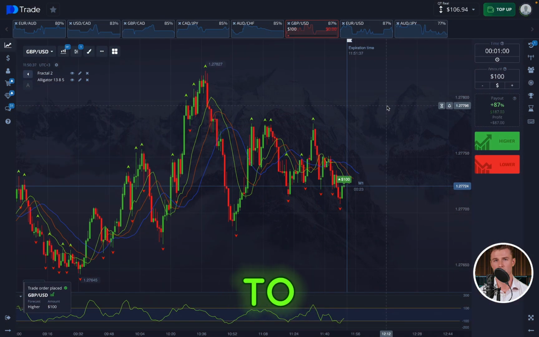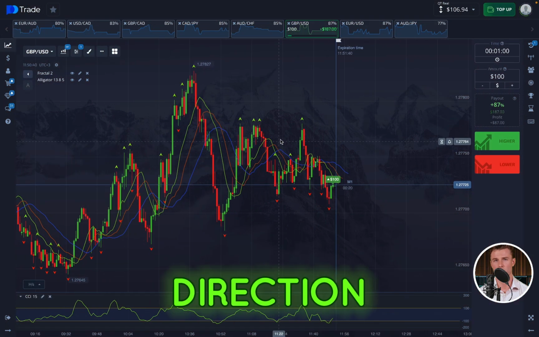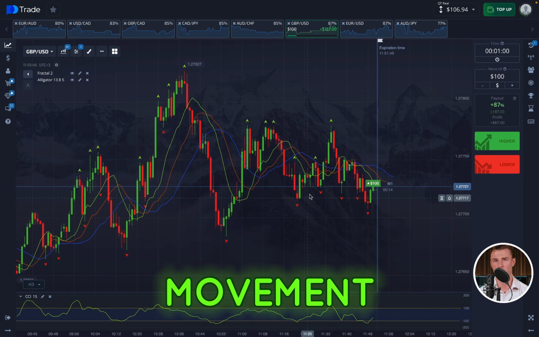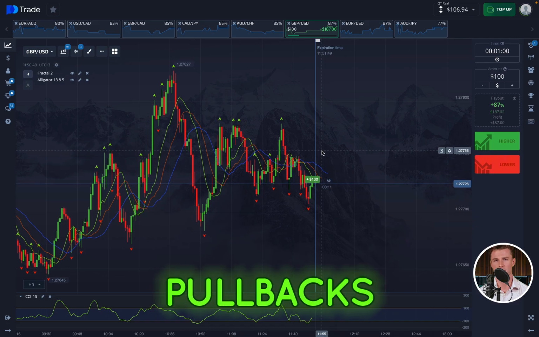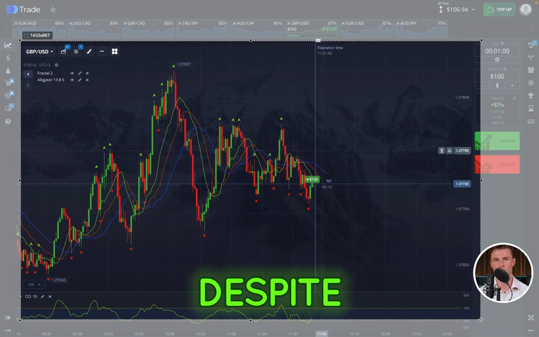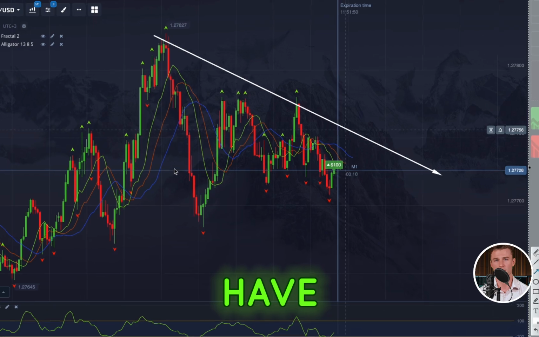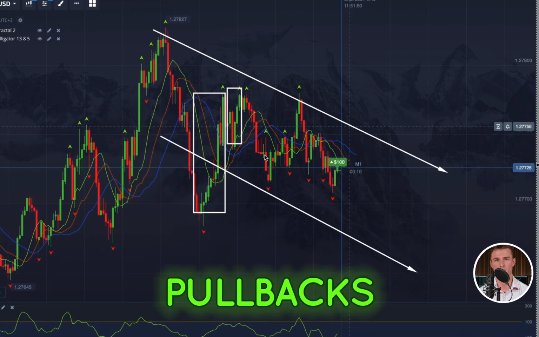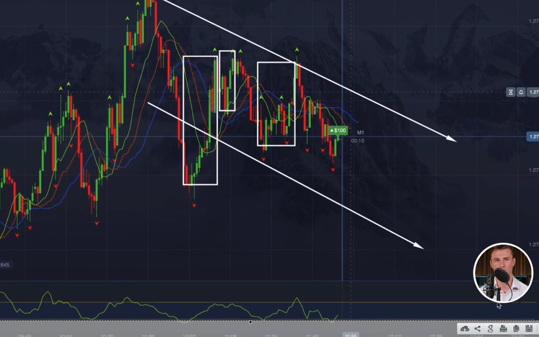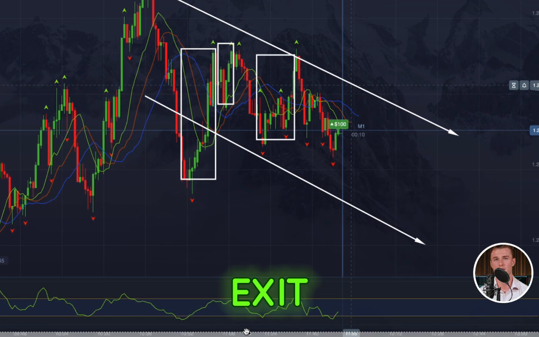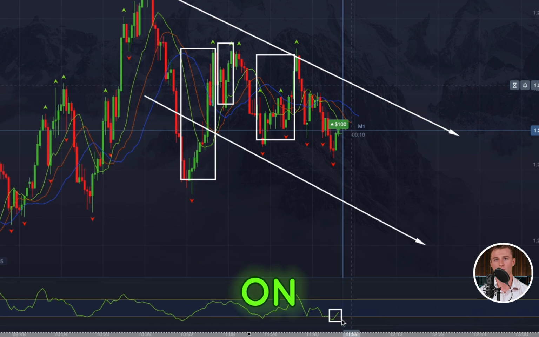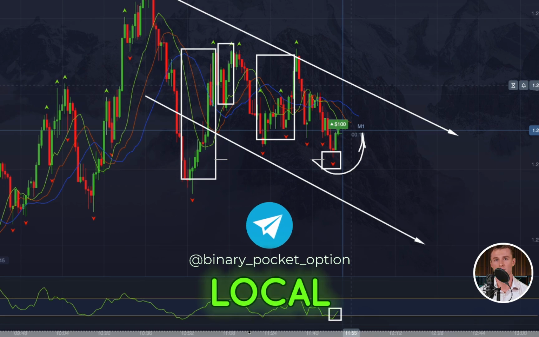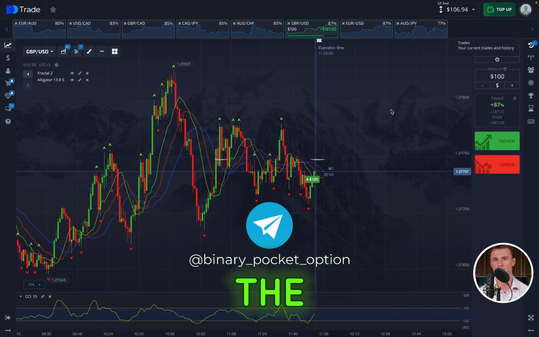Here we can try to open a trade against the trend direction. Judging by the pullback dynamics on this section of the movement, we can see that good pullbacks are present. Despite the fact that, for the most part, I have more downward trend dynamics here, as I said earlier, there are also good pullbacks here. So you can open trend directions. Moreover, we have an exit from the oversold area on my oscillator. And also earlier, there was an update of the local minimum. Let's see the result.